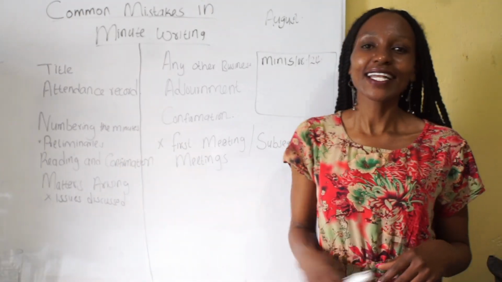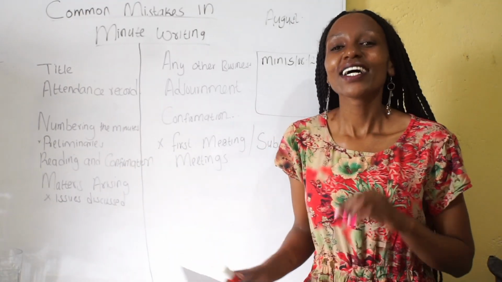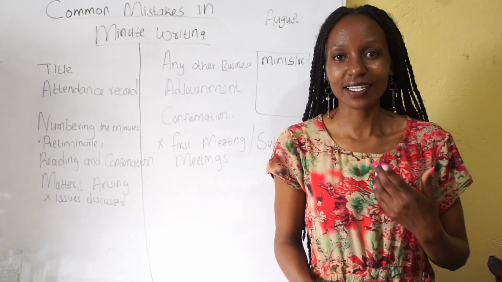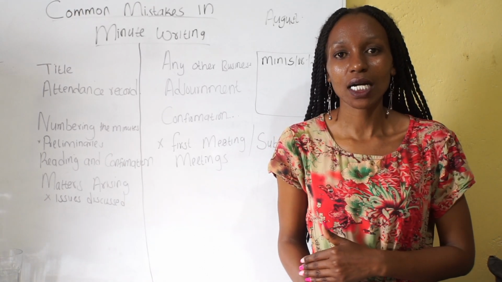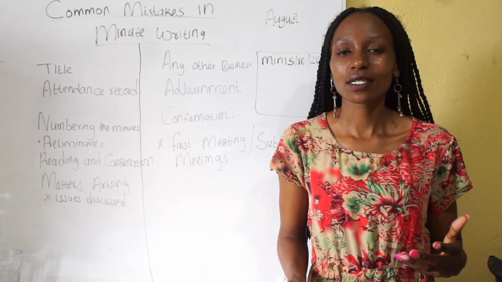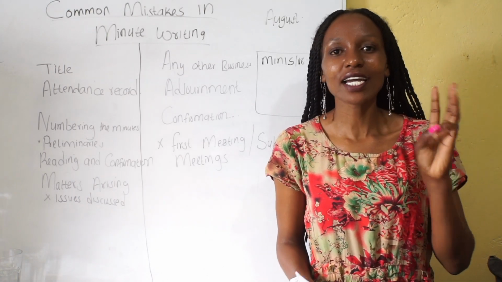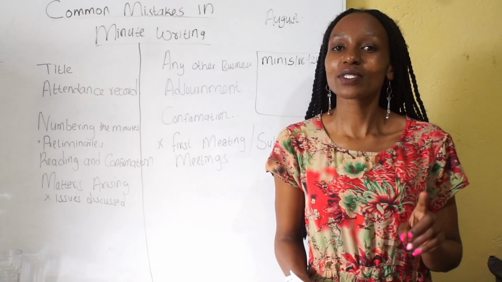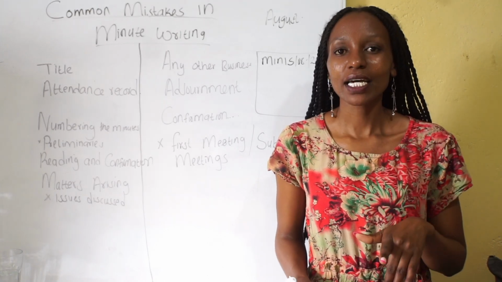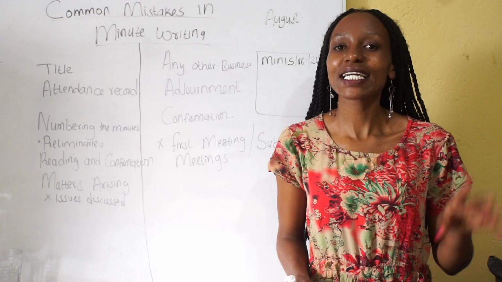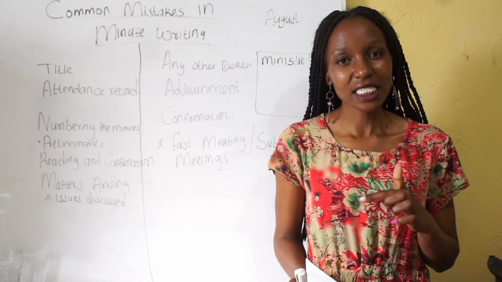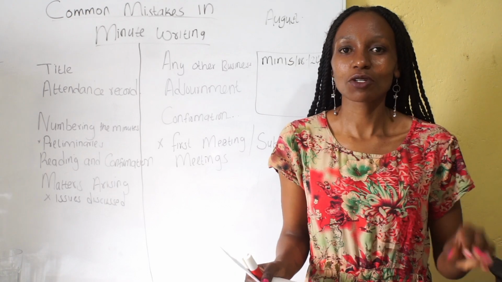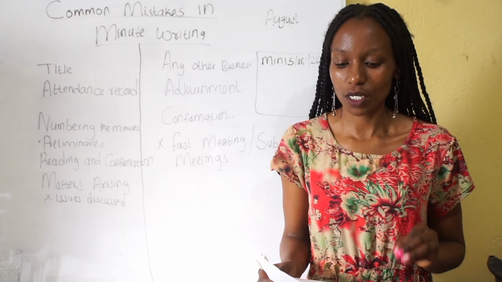And then reading and the confirmation. For this area, we have the keywords that we need to see as we mark. So who reads? The secretary. So the secretary reads. We need to see the keyword proposed. We need to see the keyword seconded. And we need to see the keyword signed. Who signs the minutes? The chairperson. Just so that you can master it that way.